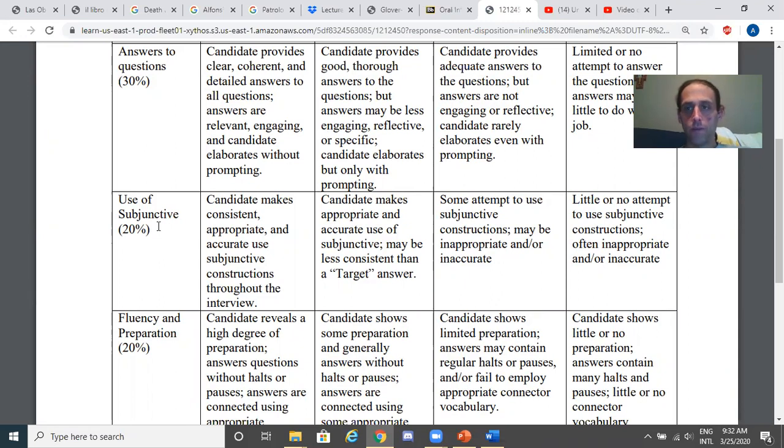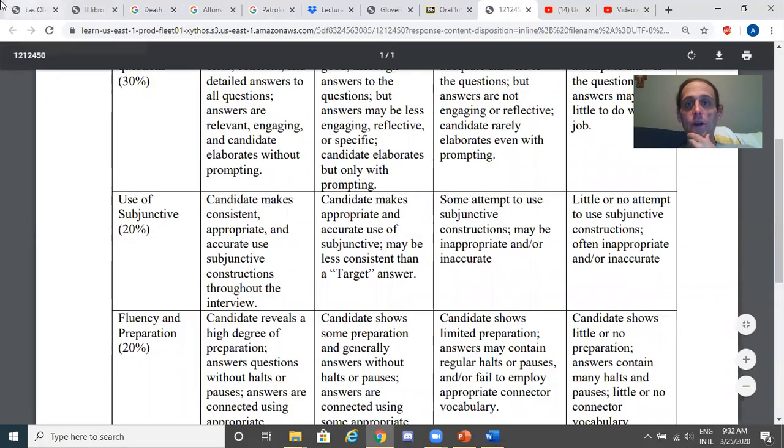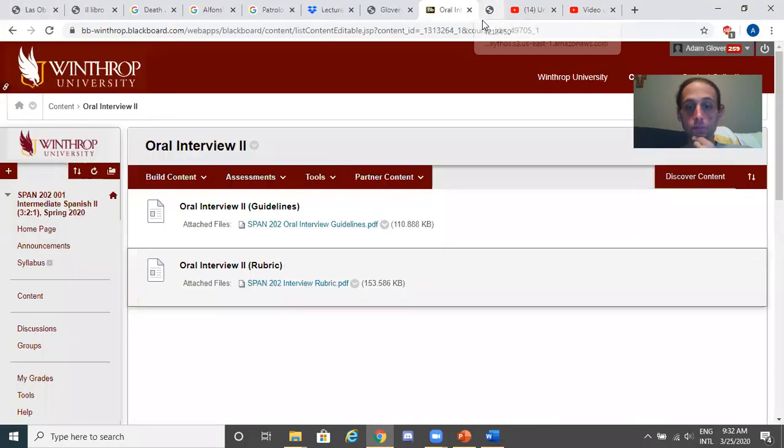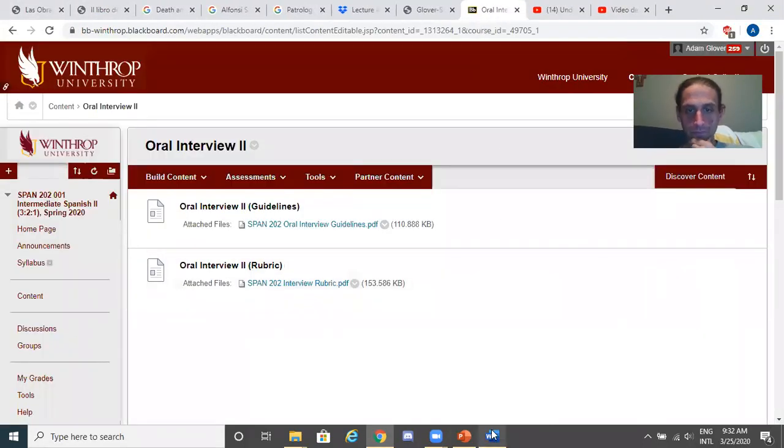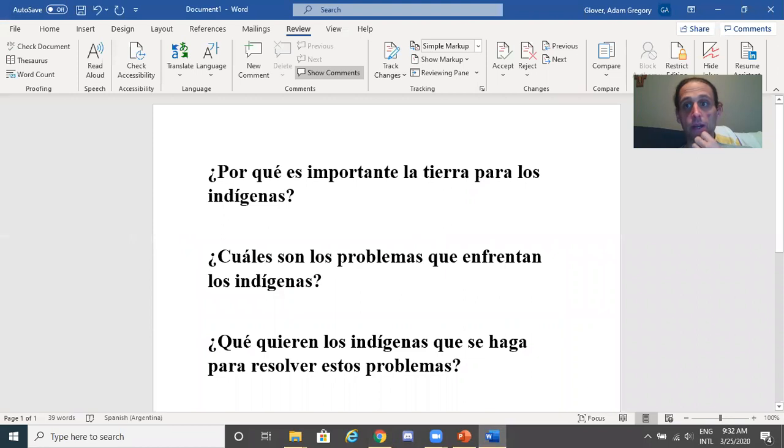So what I want to talk a little bit about today in this presentation is how you can, as you're preparing for the interview, begin to think about how to use the subjunctive to answer your questions. In some cases, we'll see it's fairly obvious. In other cases, it's less obvious. Okay? So I want to take as an example a few of the questions that appear on the set of possible questions for the interview.